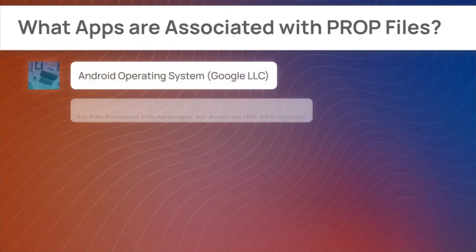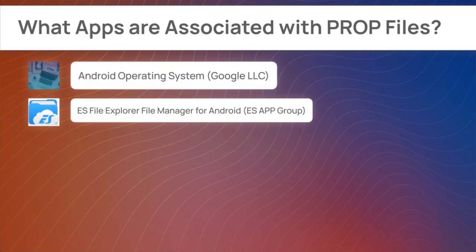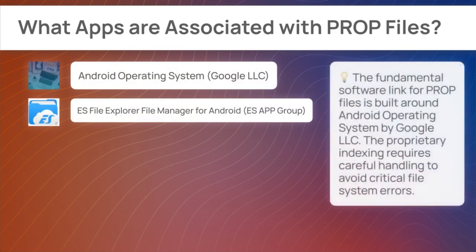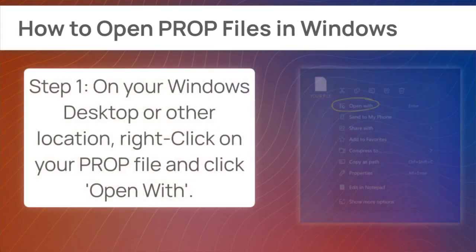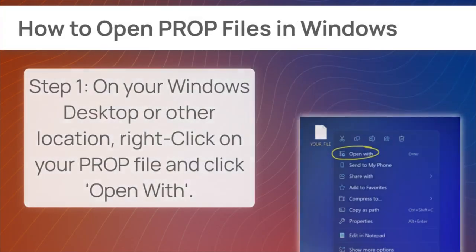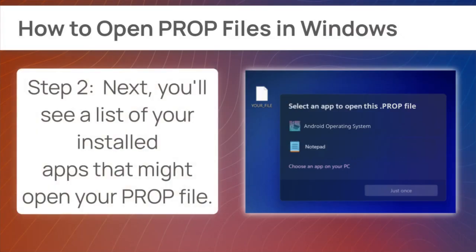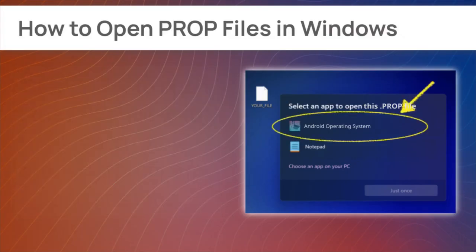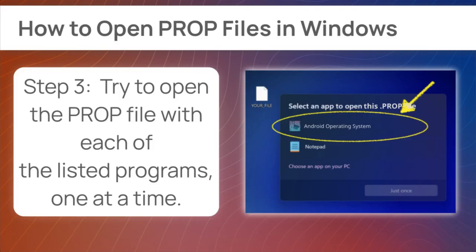This PROP file is handled by the industry standard tool Android Operating System from Google LLC. The system requires the file to pass specific authenticity checks not performed by Windows Explorer. Windows may show formatting clearly, but proper edits depend on understanding the setting relationships. Your key initial action: right-click the PROP file and select Open With. If Android operating system is installed, use it. If not, choose another program. Continue testing until the PROP file opens.